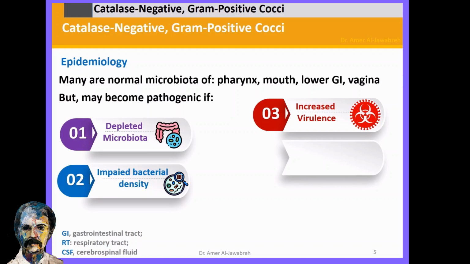A mutation in the bacteria is usually the main reason. Let's say you have Streptococcus pyogenes. If it's very virulent, it can cause necrotizing fasciitis, which is eating the flesh of the human.